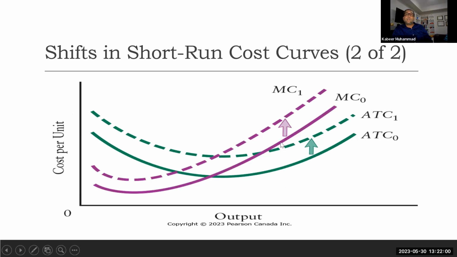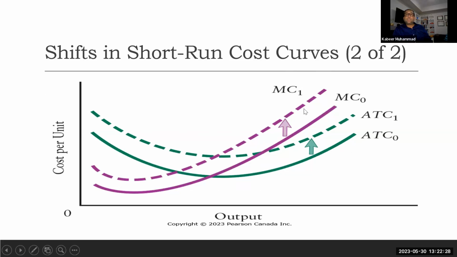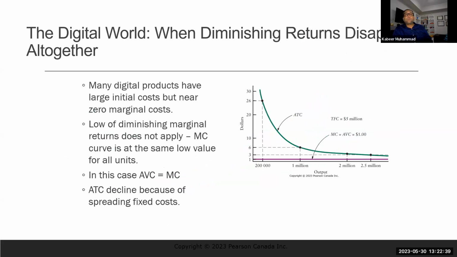So we see here that the marginal cost and ATC are shifting in the short run. An increase in variable cost shifts the ATC and marginal cost curves. An increase in the price of a fixed factor increases the firm's total fixed cost, but its variable costs are unchanged. The ATC curve shifts upward, but MC does not. So here we see MC shifts only because of an increase in variable cost. And ATC shifts because of both factors: it can be because of variable cost as well as fixed cost.